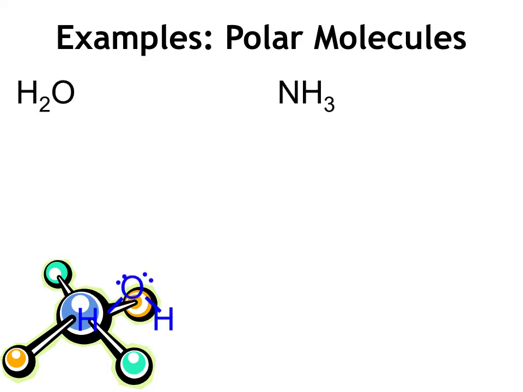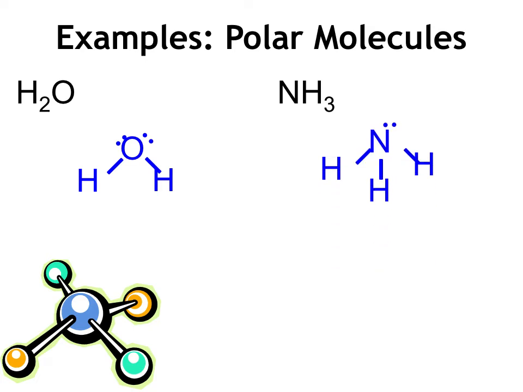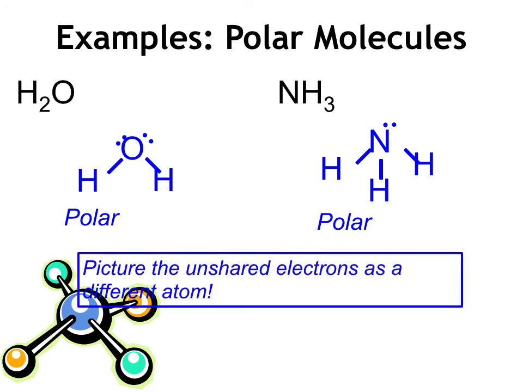Looking at a couple more examples, we have H2O and ammonia, so water and ammonia. Both of these compounds are actually polar, and the reason why they're polar is that we need to treat any unshared pairs of electrons on the central atom as something different. If we were to look at water, the central atom is oxygen, and it has two hydrogens and two lone pairs around that central oxygen, so those things are not the same, making it polar. If we were to look at ammonia, NH3, that central atom, the nitrogen, has 3 hydrogens and 1 lone pair on it. Those things are not the same, so that makes it polar.